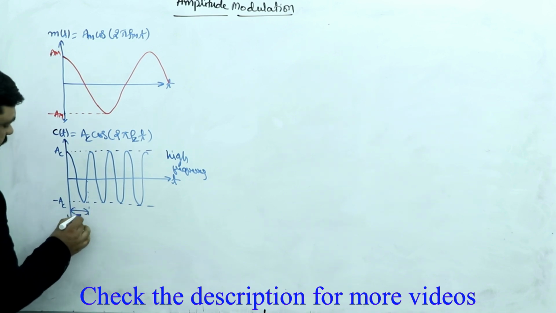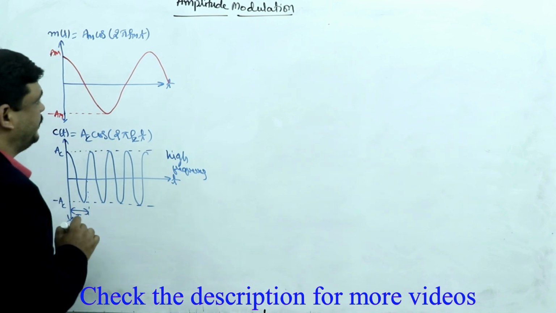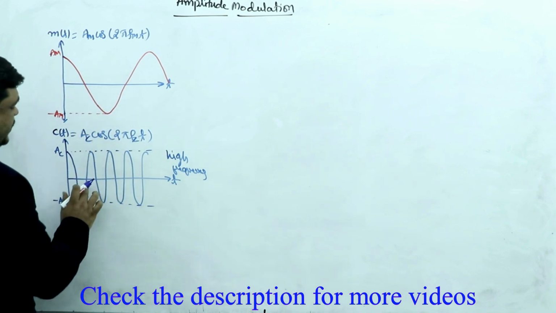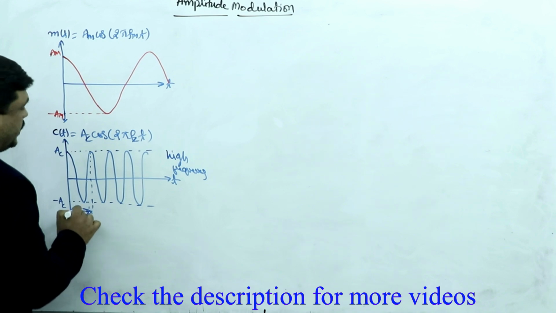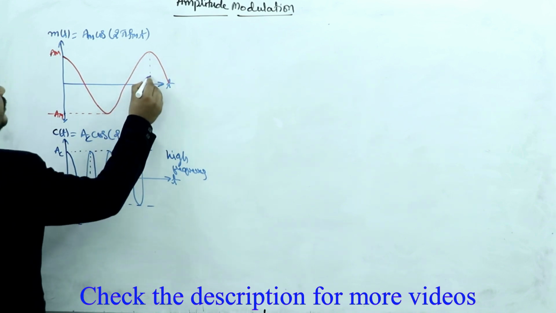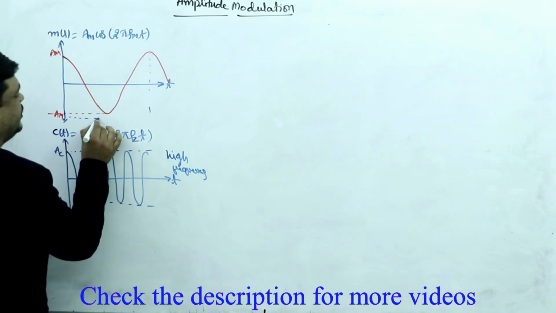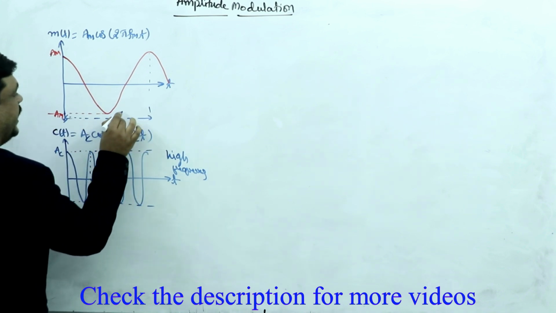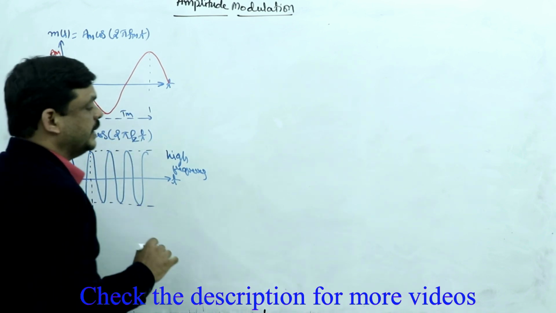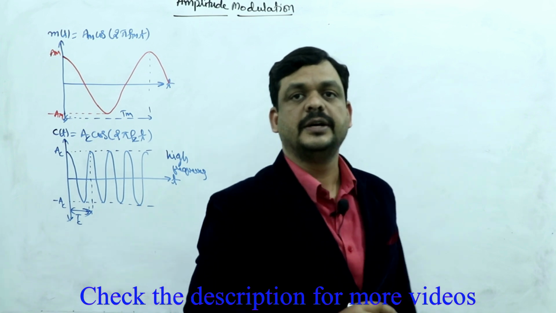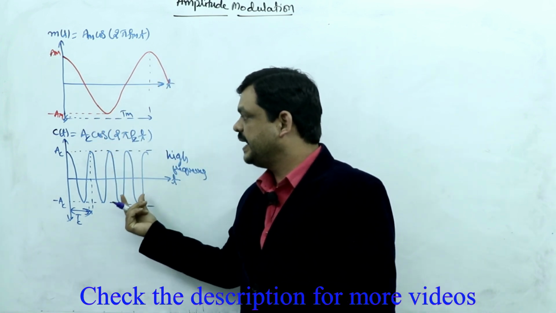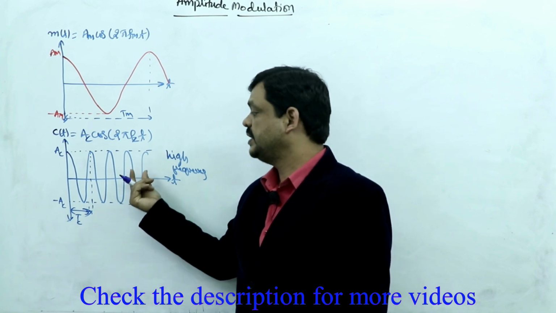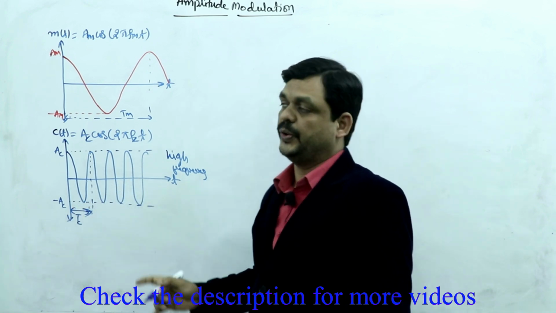This explains the time period of the carrier signal. Here the time period of the carrier signal, we have to take peak to peak. And similarly, the time period of the modulating signal is very high. This explains the time period of the modulating signal. The modulating signal frequency is low, so the time period is high, and the carrier signal frequency is very high, so the time period of the signal is very low.